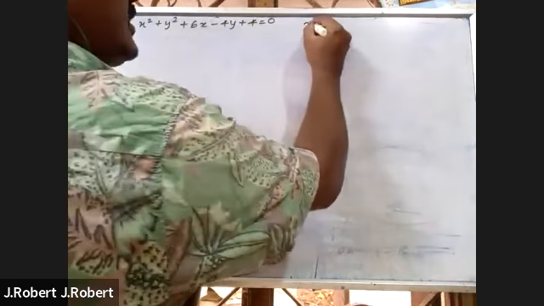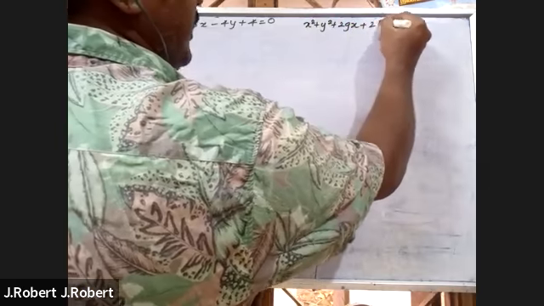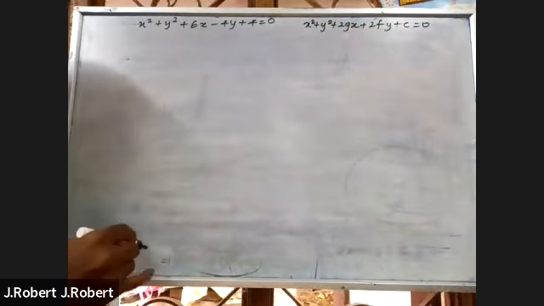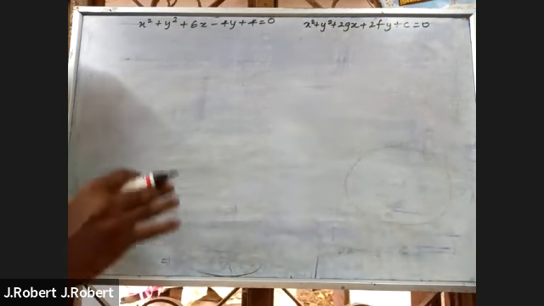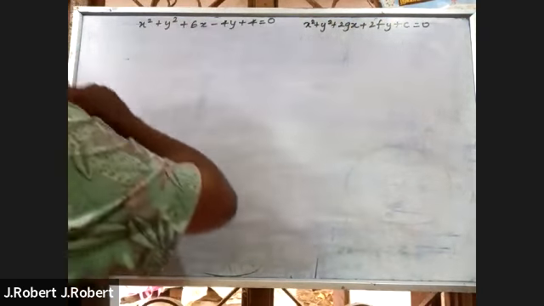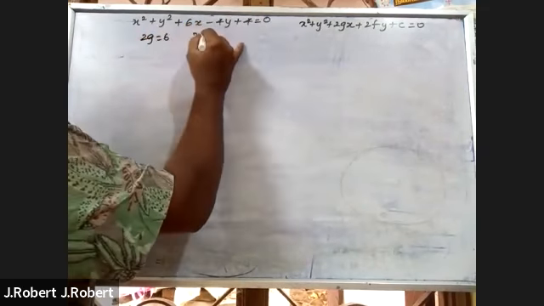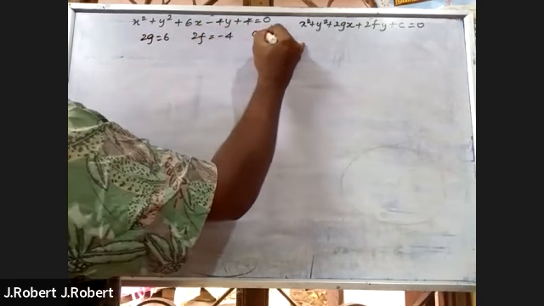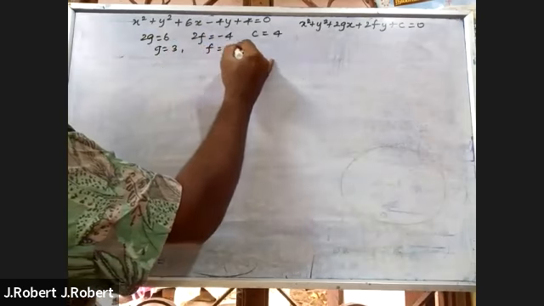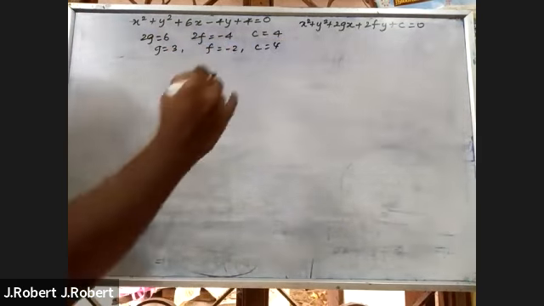Always you just keep x square plus y square plus 2gx plus 2fy plus c equal to 0. So this is the general equation of a circle. Comparing this with the general equation, you get 2g equal to 6, 2f is equal to minus 4, and c is equal to 4. Your g is equal to 3, f is equal to minus 2, c is equal to 4. Now you find out the center.